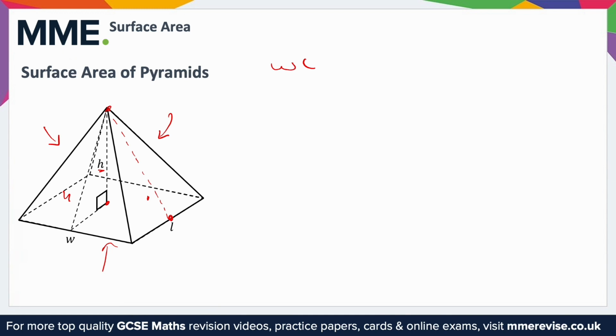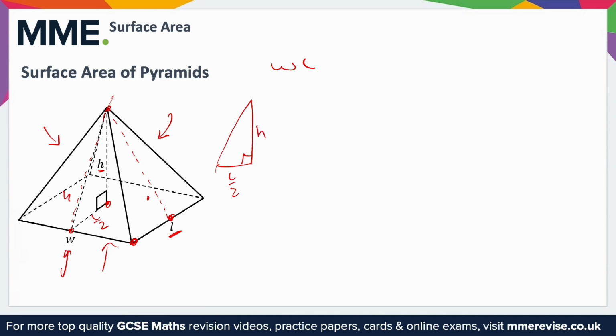So we need to figure out what this slant height is. Well, to work out this side, we know that this length from here to here is going to be half of the length from here to here. So if the whole length is L, then this length here is L over 2. From there, we have a right angle triangle of base L over 2 and height h.